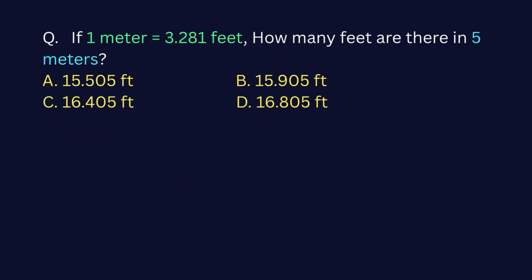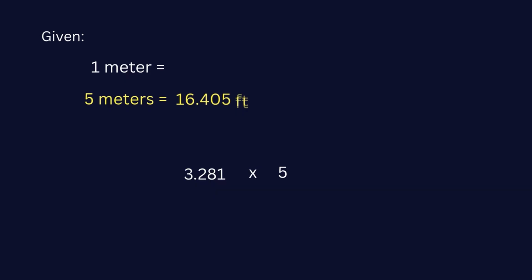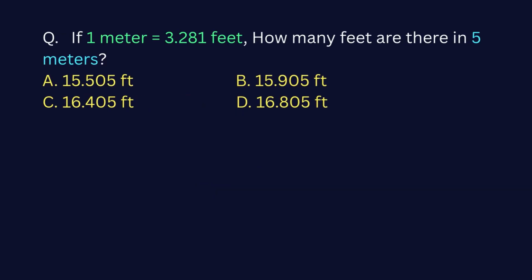If 1 meter equals 3.281 feet, how many feet are there in 5 meters? Is it option A, option B, option C, or option D? To find how many feet are there in 5 meters, we use the conversion. From the question, we have 1 meter equals 3.281 feet. All we need to do is multiply them. So 3.281 feet times 5 meters gives me 16.405 feet. If we look at our options, we see that option C is the correct answer, which is 16.405 feet.